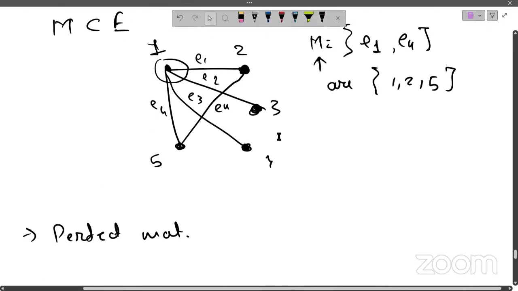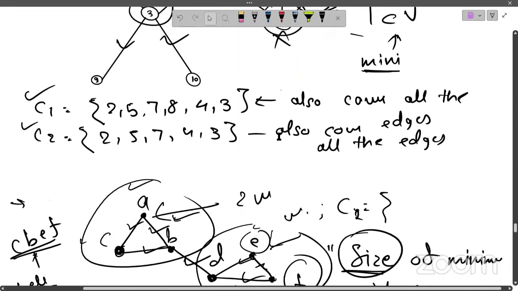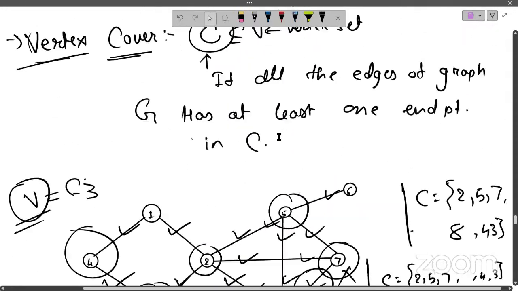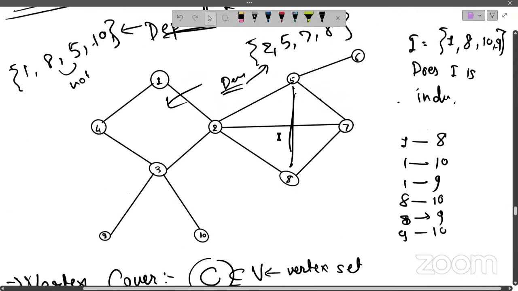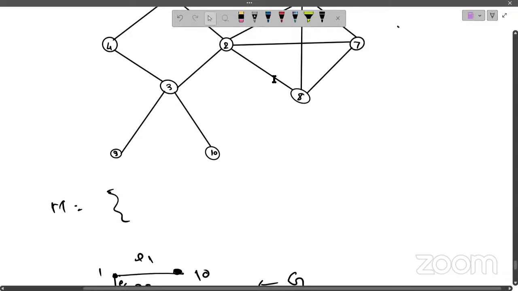So the main thing is that vertex cover and independent set are the main focus here, because they have some properties which we need. Okay, so this is a perfect matching.